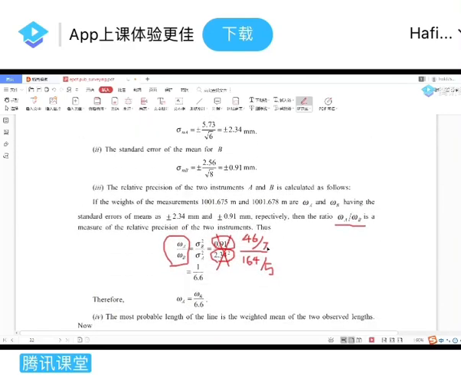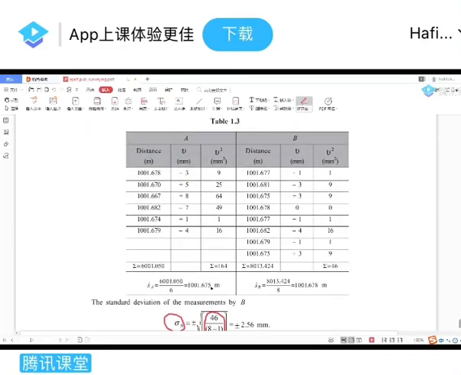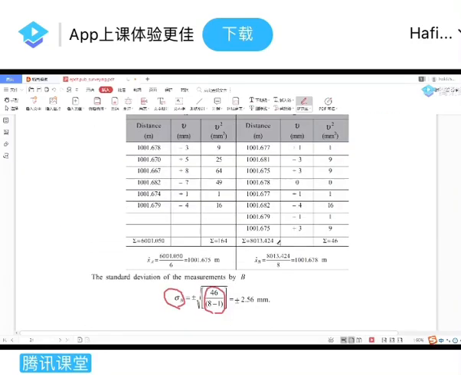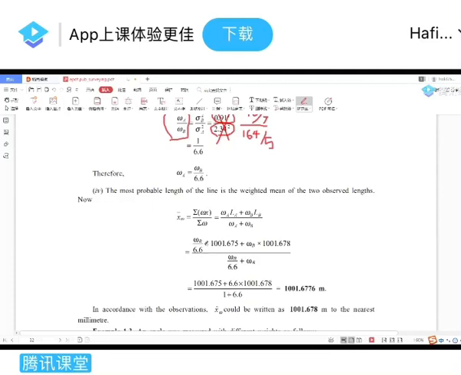Okay, so in this case, you do the calculation. I won't do the calculation, I just let you know. If you do the calculation, you will get the weight of A, and then you also get the weight of B, right? Now there is no problem. You can get weight A and weight B, and then in the final stage you calculate the most proper value of the baseline, I mean from P to Q, the most proper value.